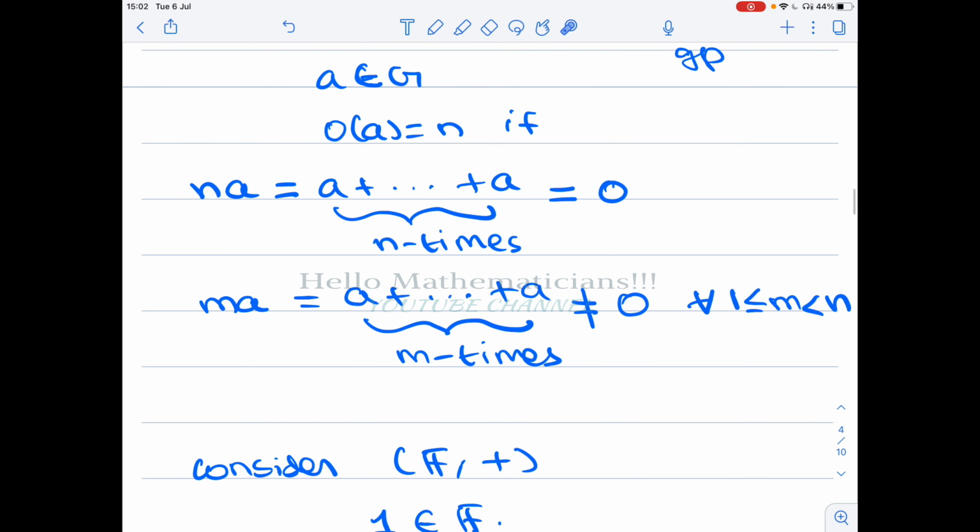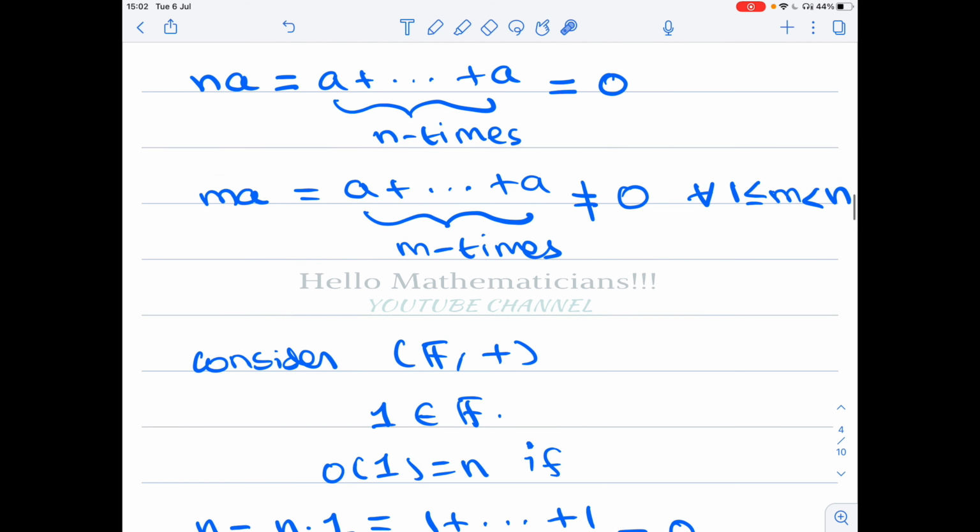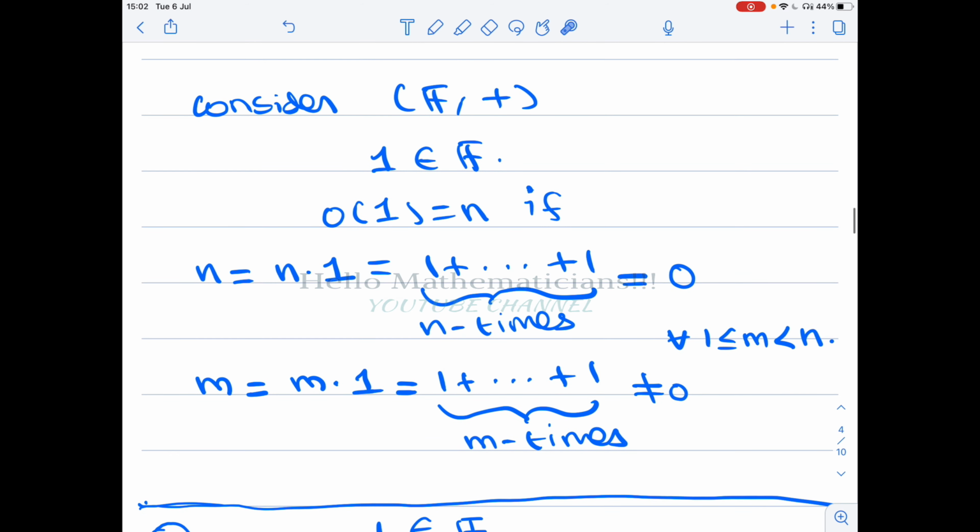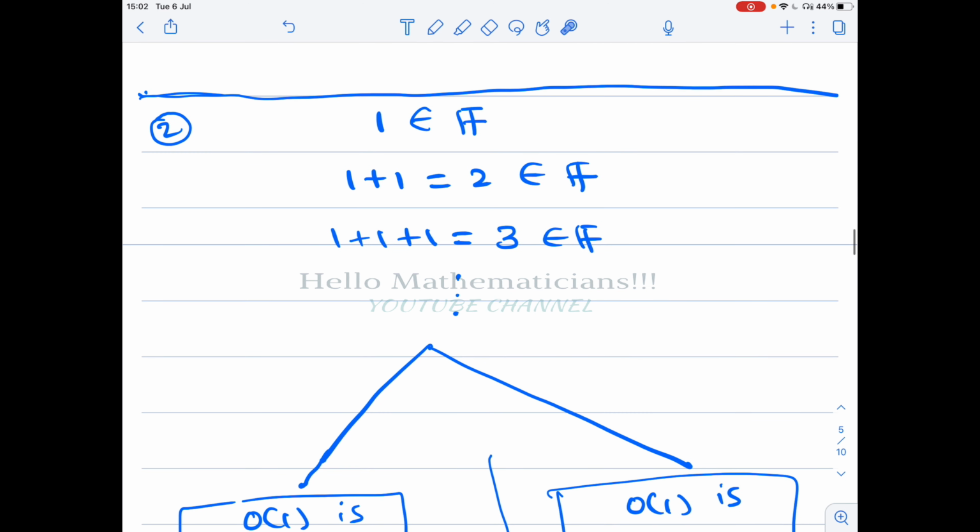Now let's consider what is the order of the element 1 in a field F. We just saw that every field has an element 1, and since F, plus is an abelian group, if you add an element with itself you will get another element. So 1 plus 1 is what we call 2, and 1 plus 1 belongs to F. 1 plus 1 plus 1 is the element we call 3. So this way you can keep constructing many numbers.